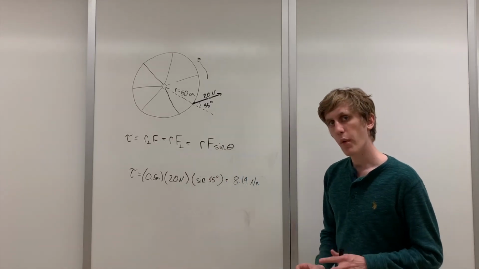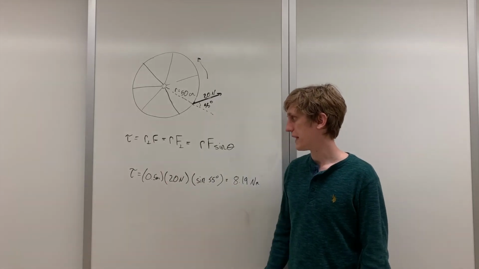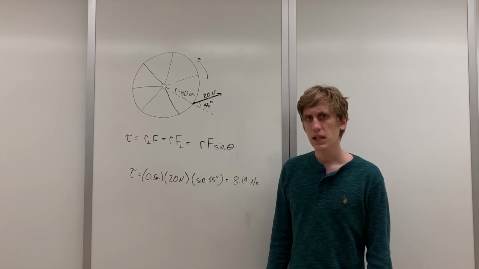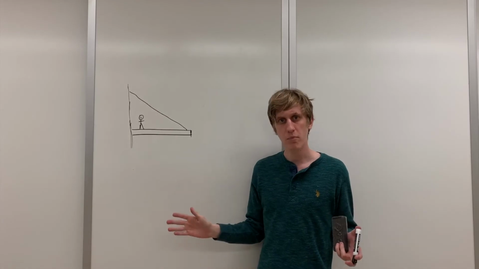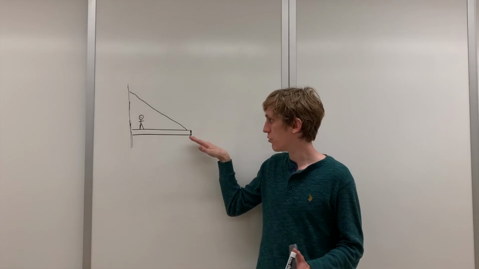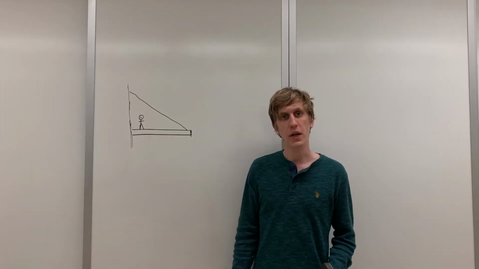Notice, though, that I've written torque in a couple of different ways. I've also written it as R perpendicular times F, or R times F perpendicular. Let's see very briefly what that means. Let's imagine this as a drawbridge. This cable right here is holding the bridge here. If the cable were to break, the bridge would just fall down.